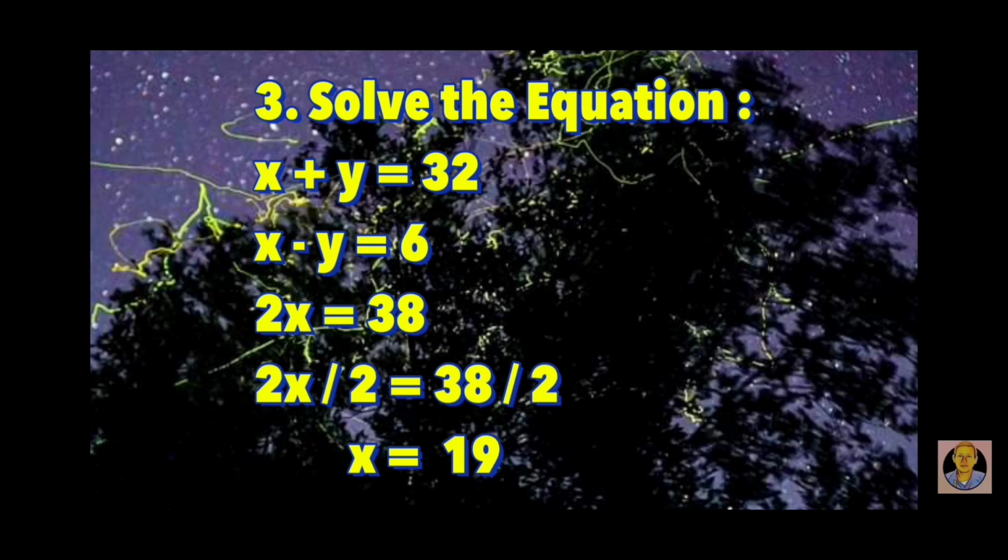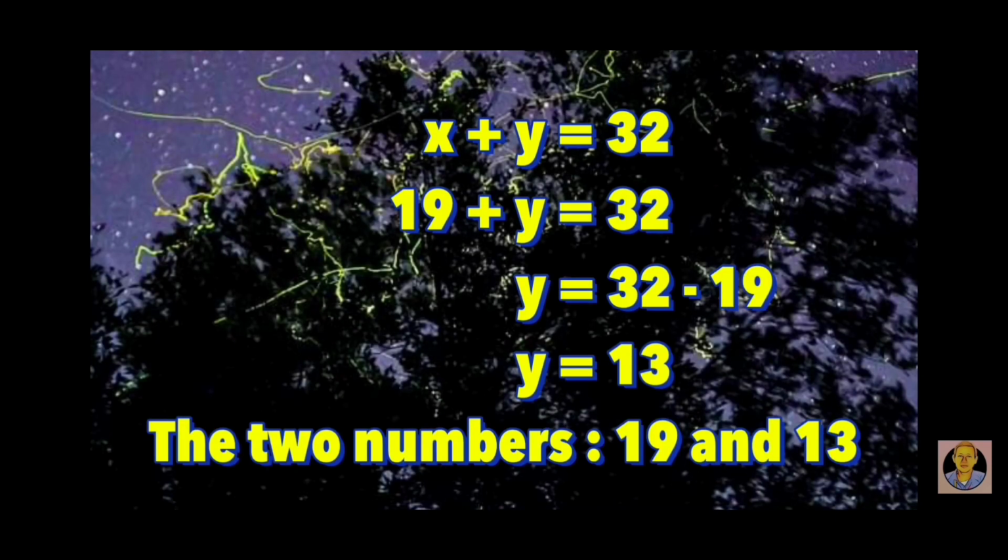To solve the equations, we will use the elimination method or addition method. x plus y equals 32, x minus y equals 6. Then we're going to eliminate the y and y, so the remaining are x and x. So x plus x equals 2x, and 32 plus 6 equals 38. Then since we're going to solve for x, we divide by 2 both sides. So the value of x now is 19. Then next, solve for y using equation 1, x plus y equals 32. We substitute x equals 19, so 19 plus y equals 32. Then we transpose it, and y equals 32 minus 19, and the value of y equals 13. So our answer for the numbers is 19 and 13.